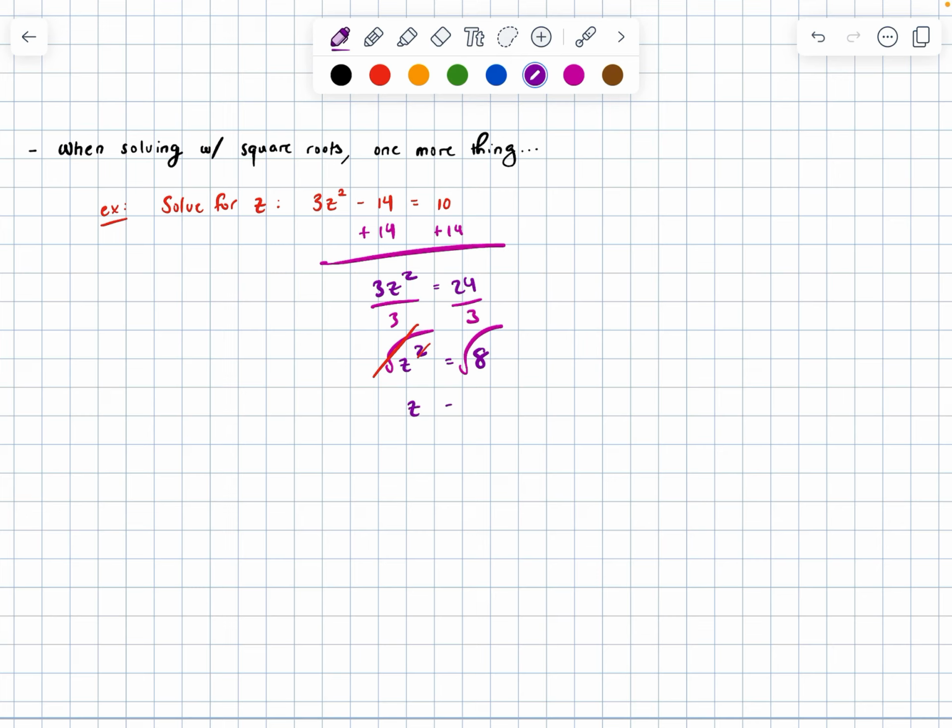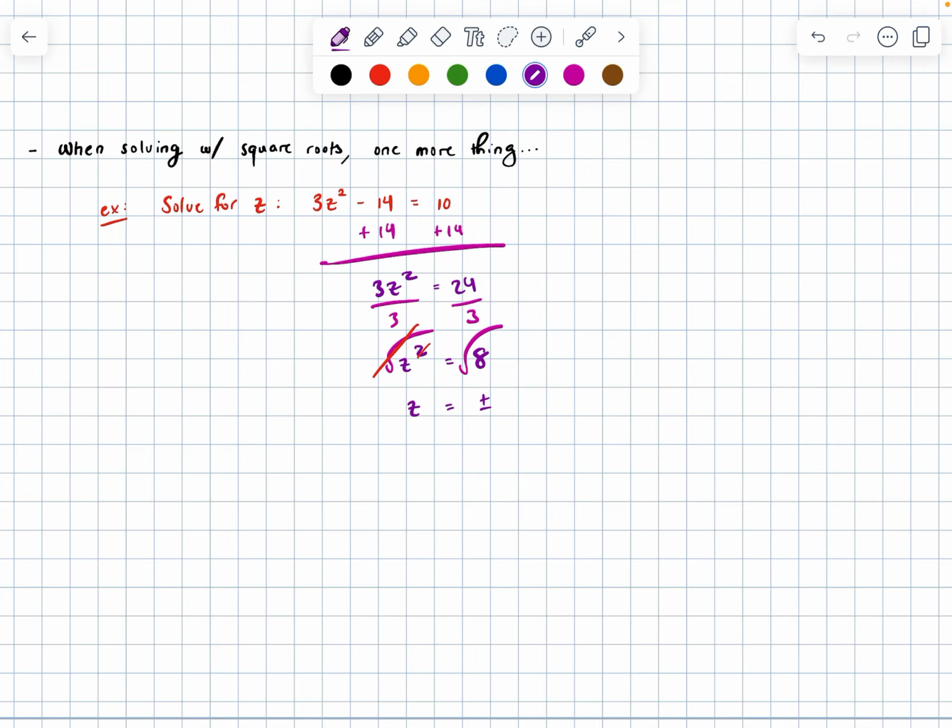I'm just left with z. Now on the right, I'm taking a square root, so I know that this is plus or minus. But there's a bit of an issue here. What's the square root of 8? Well, that's not a perfect square. So how am I going to make sure that I fully simplify the right-hand side?